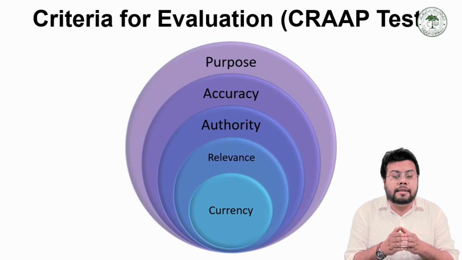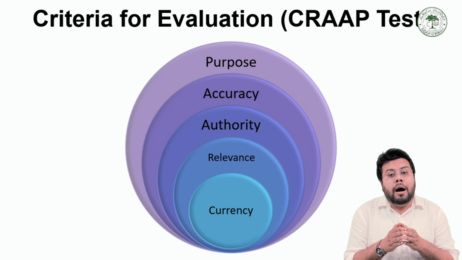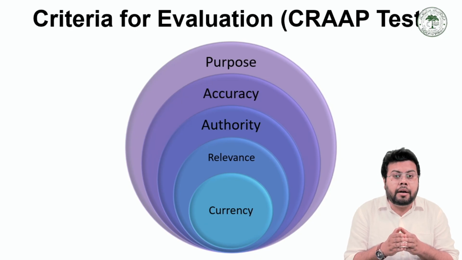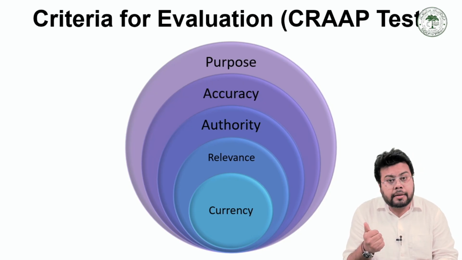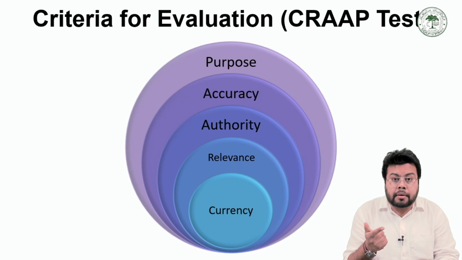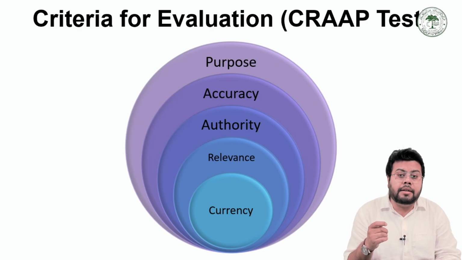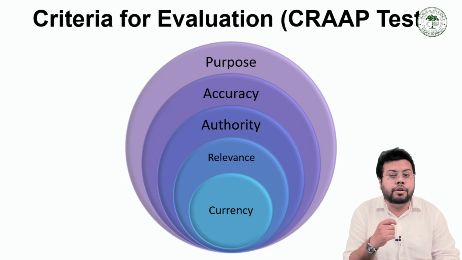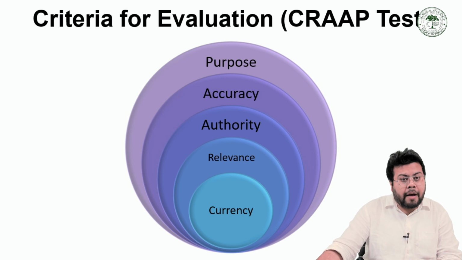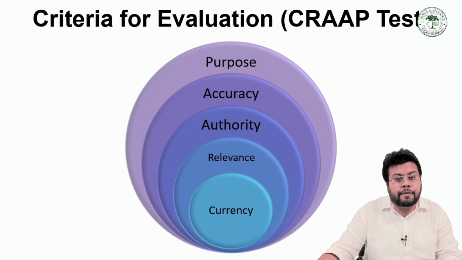So C stands for currency. Currency refers to how recent the source is. In rapidly changing fields such as science, medicine, technology, and social media, current information is especially important. Researchers should check the publication date, the date of revision or update, whether the references cited are recent, the relevance of older scholarship to current debates, and whether the source reflects updated knowledge and contemporary scholarship.